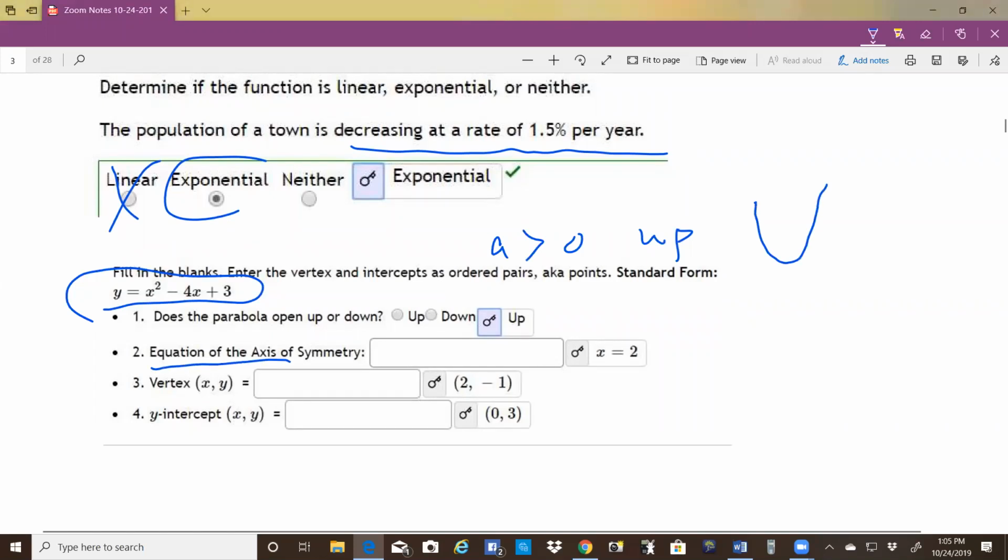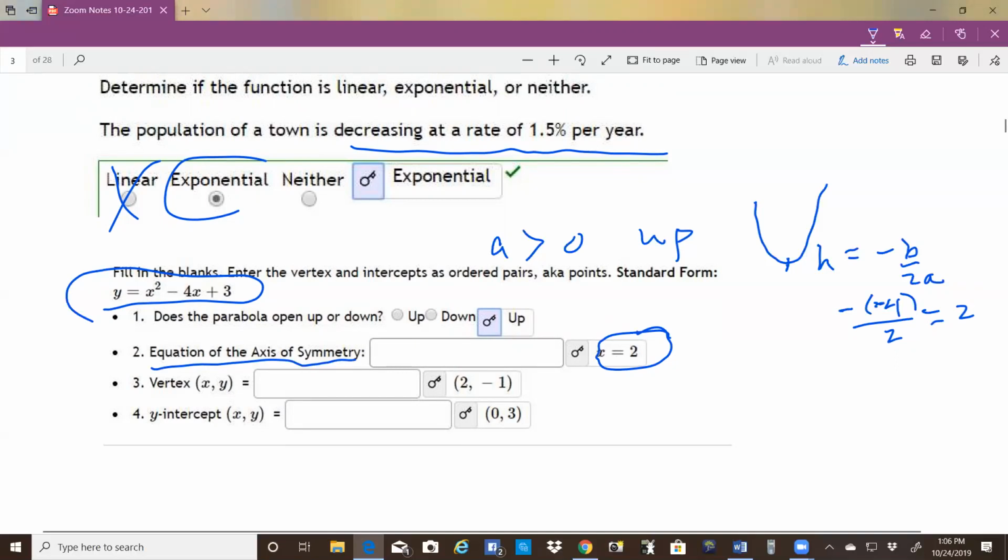And the equation of the axis of symmetry, which is the x value of the vertex, sometimes we call that h, is minus b over 2a, which is, b is minus 4, so it's minus minus 4 over 2a, which is 2. So the x value of the vertex is 2.